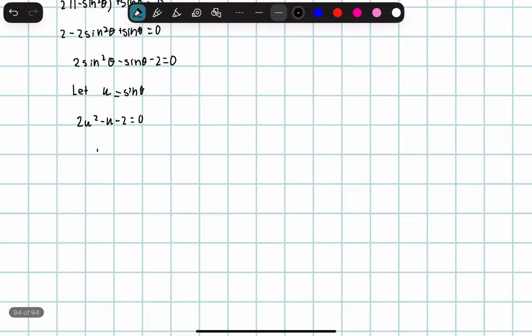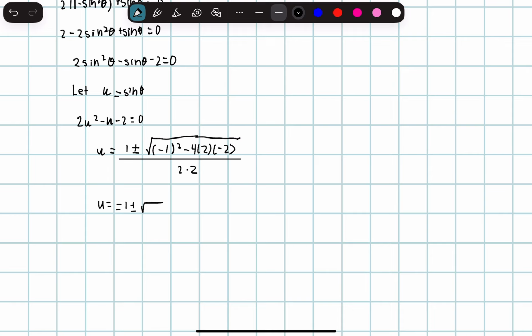Great, so now you can use the quadratic formula because it's unfactorable. So you get u is equal to 1 plus or minus the square root of negative 1 squared minus 4 times 2 times negative 2, now over 2 times 2. That's going to equal 1 plus or minus the square root of 1 plus 16, divided by 4. That's going to equal 1 plus or minus root 17 over 4.